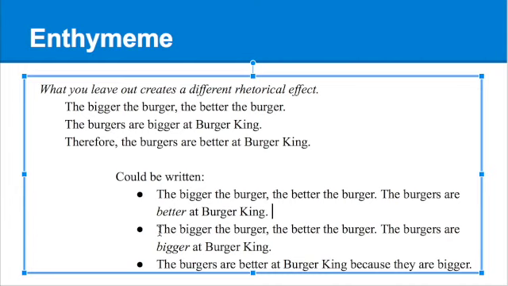We could take out the conclusion and just have the major and the minor premise. Or we could just take out the major premise and write it like this. The burgers are better at Burger King. That's the conclusion. Because they are bigger. That's the minor premise, right? The burgers are bigger at Burger King. So here, what we haven't said is that the bigger, the better. We haven't actually stated the major premise.